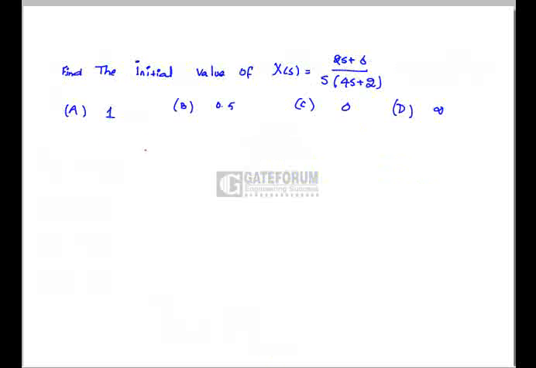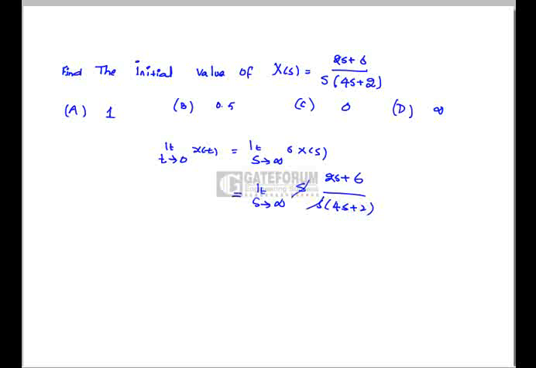Find the initial value of x of s. Here we know from the initial value theorem that limit t tends to 0 x of t equals limit s tends to infinity s into x of s. If we substitute this, that is s into 2s plus 6 by s into 4s plus 2. As s tends to infinity, the s term is going to be significant, so it is going to be 2 by 4, which equals 0.5. Hence option B is correct.